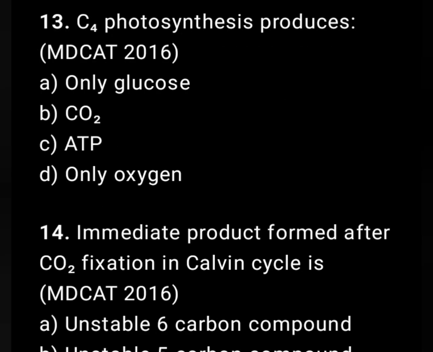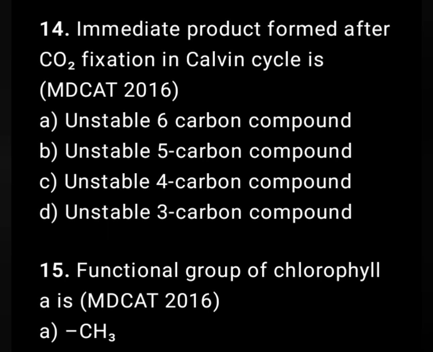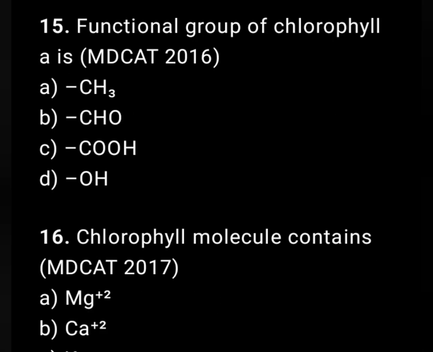13. Photosynthesis produces MDCAT 2016. A. Only glucose. B. CO2. C. ATP. D. Only oxygen. 14. Immediate product formed after CO2 fixation in Calvin cycle is MDCAT 2016. A. Unstable 6-carbon compound. B. Unstable 5-carbon compound. C. Unstable 4-carbon compound. D. Unstable 3-carbon compound.